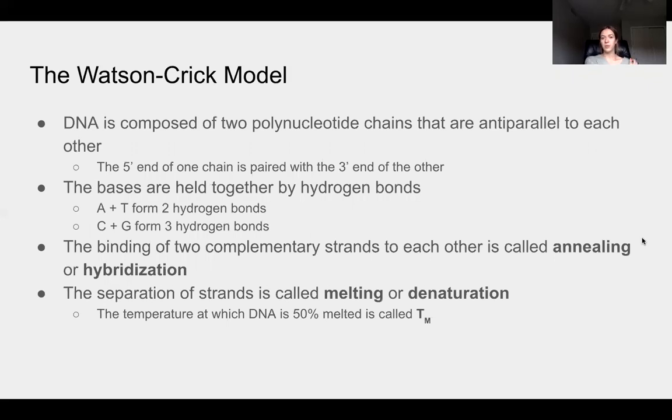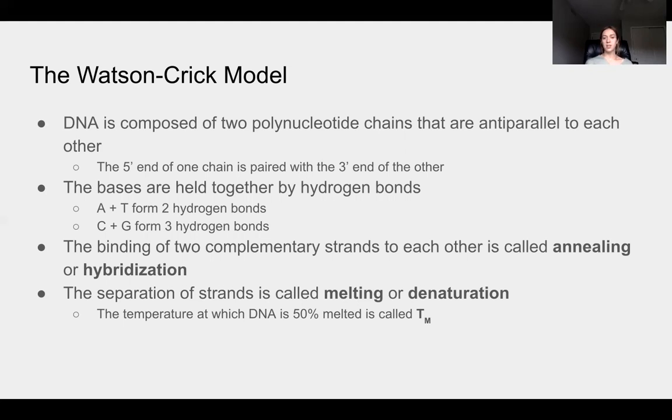So I'm going to talk a little bit about the Watson-Crick model. We talk more about DNA replication in a couple weeks. I'm not sure which week it is, but DNA is composed of 2 polynucleotide chains that are anti-parallel to each other. So it's basically saying that the 5' end of one chain is paired with the 3' end of the other. So you don't have like 2 5' ends at the same end of the double helix.